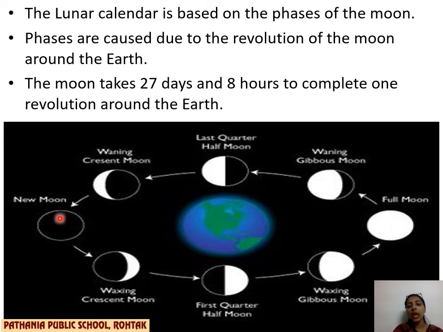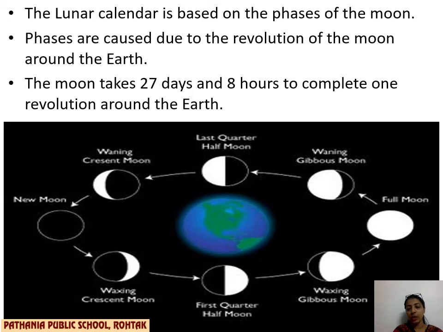So when the moon travels from new moon, that means no moon, to full moon, it is called waxing of the moon. जब जो visible part है ये धीरे धीरे क्या हो रहा है? Increase हो रहा है. लेकिन on the other hand, when the moon travels from full moon to new moon, अब कहाँ से जा रहा है? Full moon से जा रहा है कहाँ पे? New moon की तरफ. So the visible part of the moon is decreasing. That is called waning of the moon.